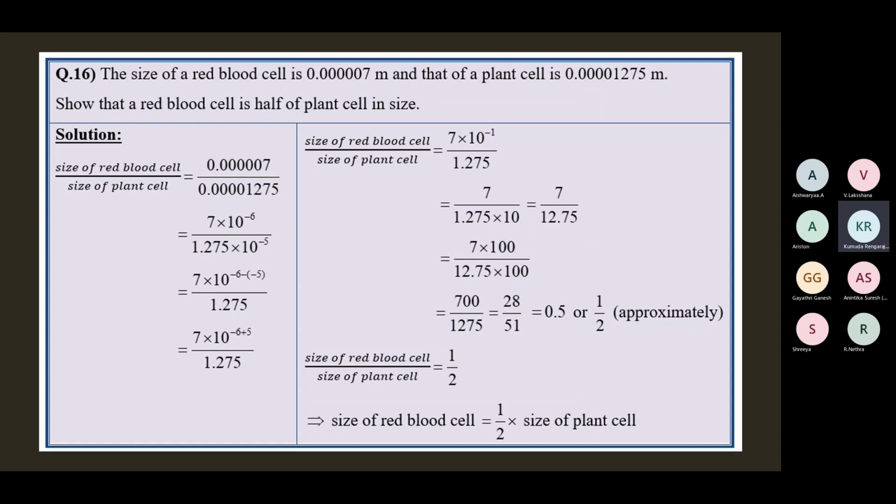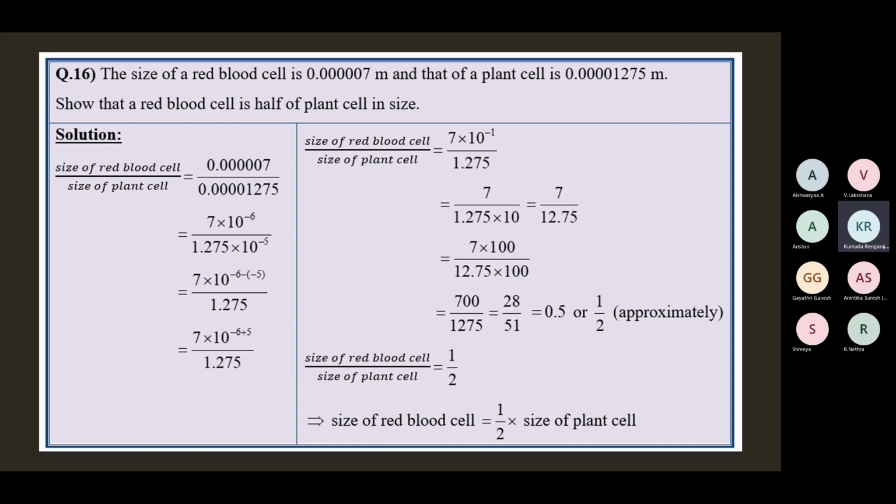The size of a red blood cell is 0.000007 meters. And that of a plant cell is 0.00001275 meters. Show that a red blood cell is half of a plant cell in size.